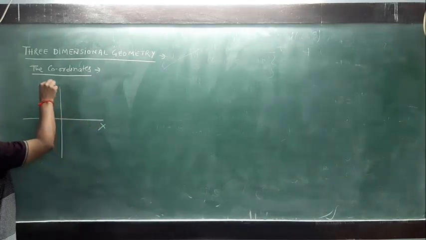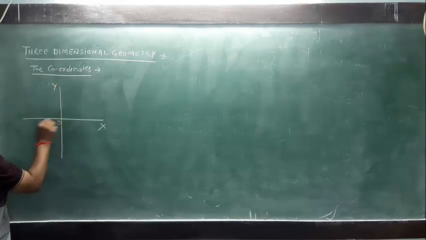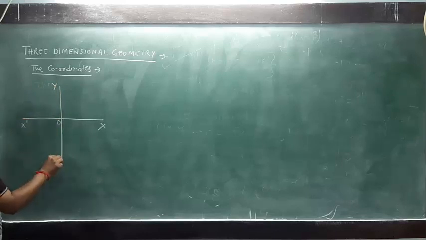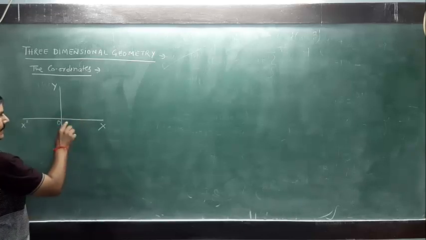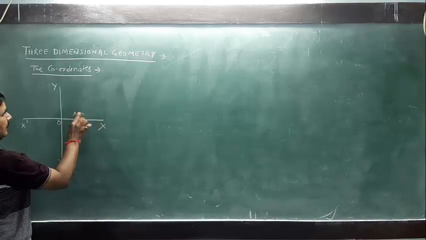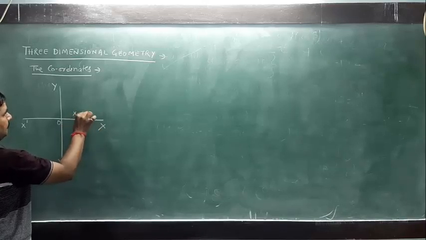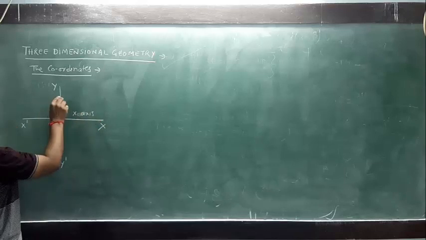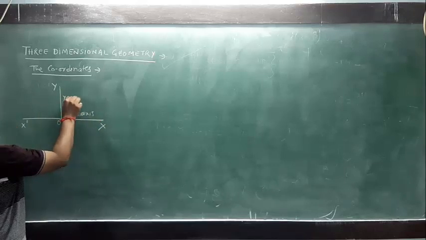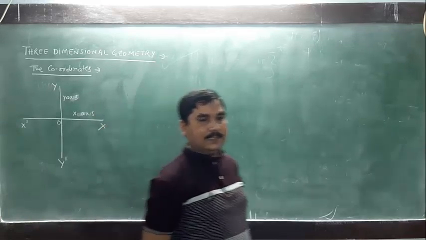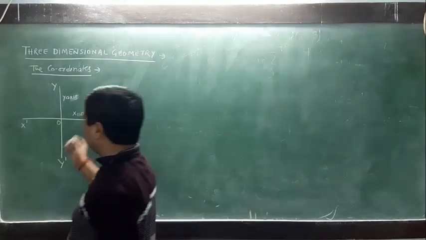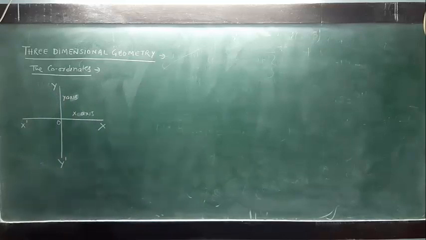This is x axis, this is y axis, this point O, and this is x dash, y dash. In two-dimensional geometry, there are two lines, x-axis and y-axis, x o x dash, y o y dash, and there is one intersection point O.